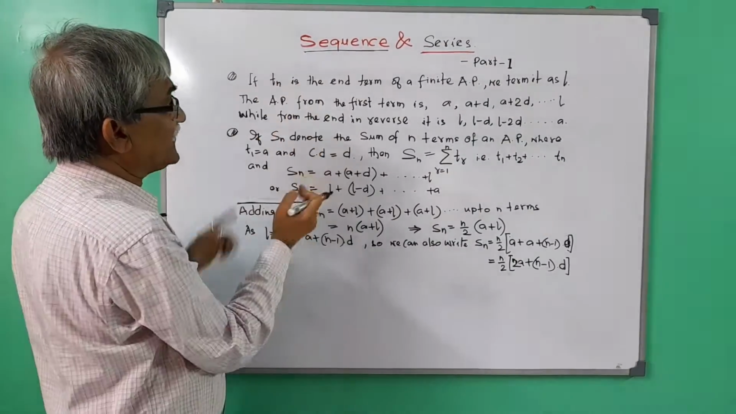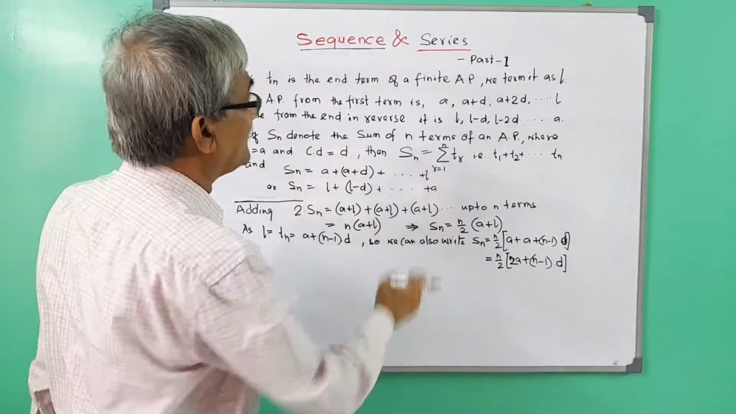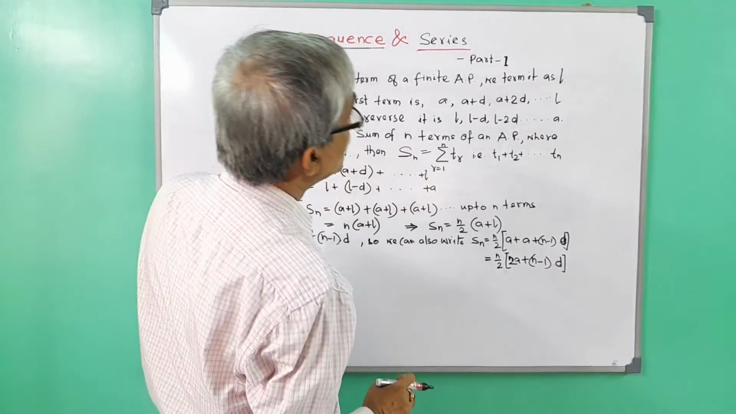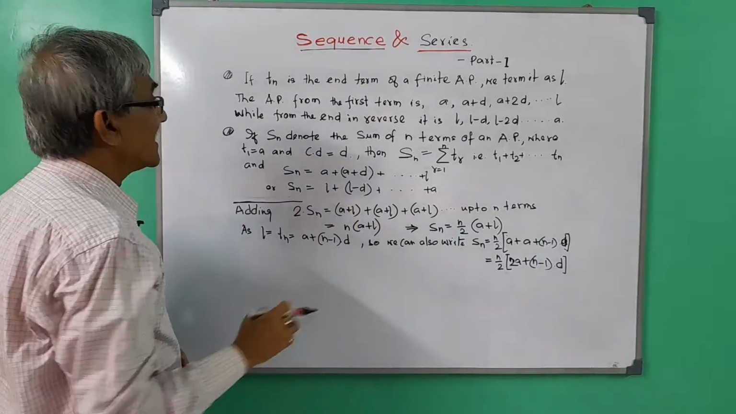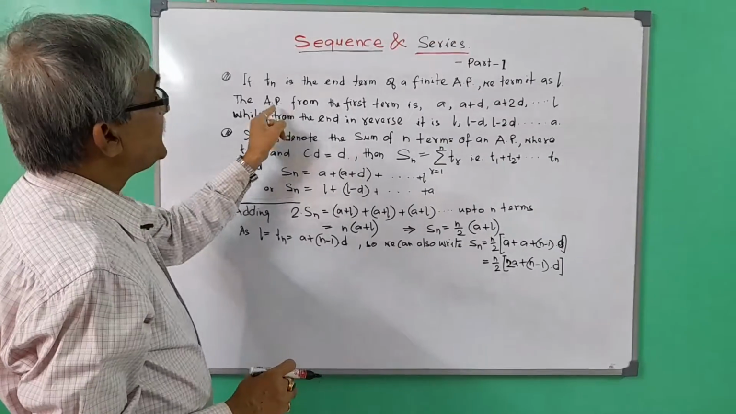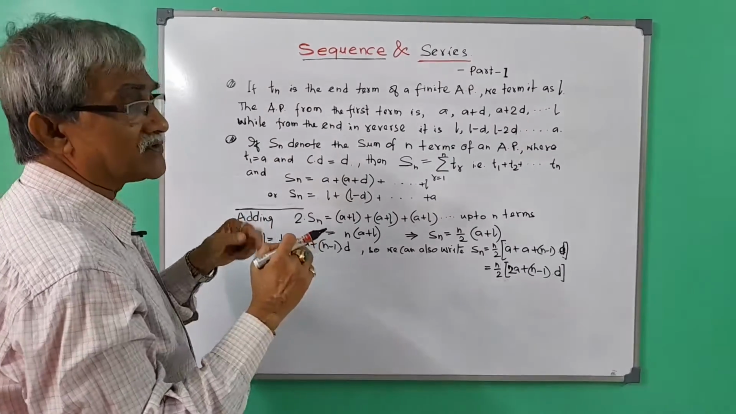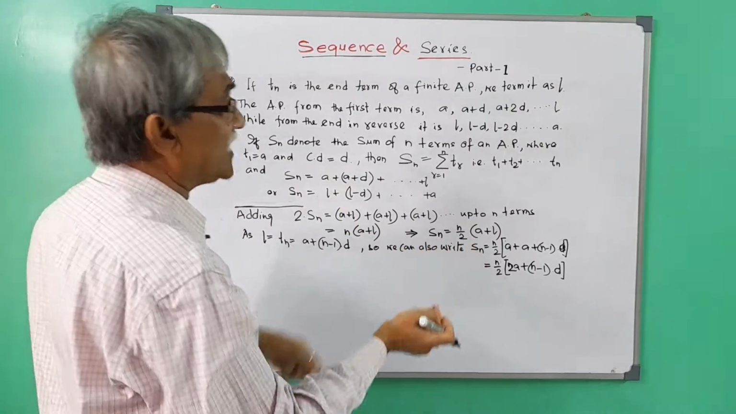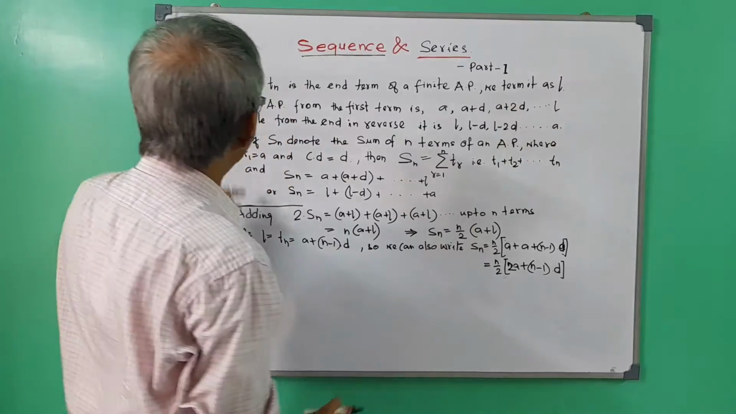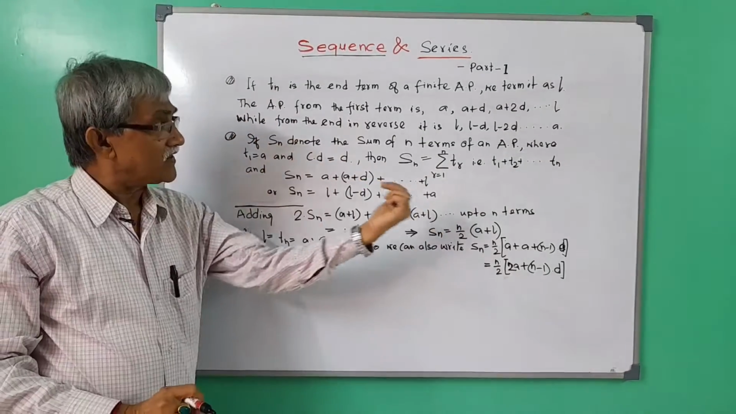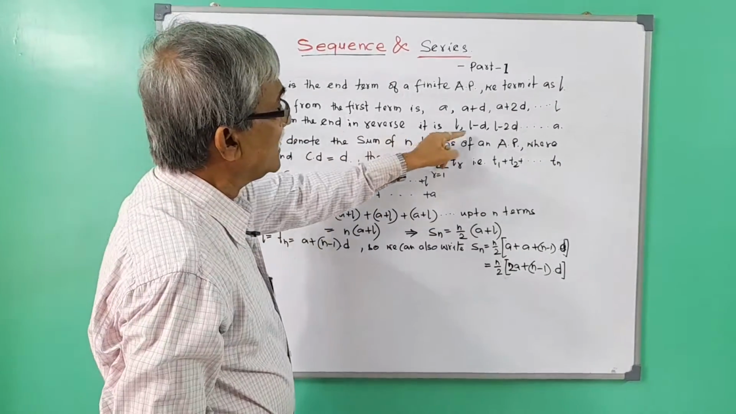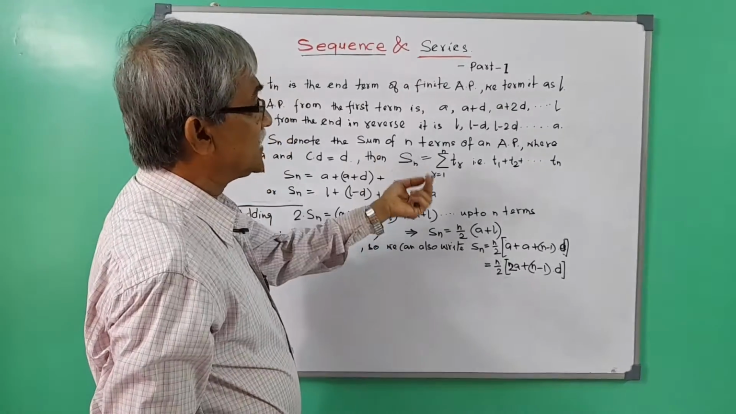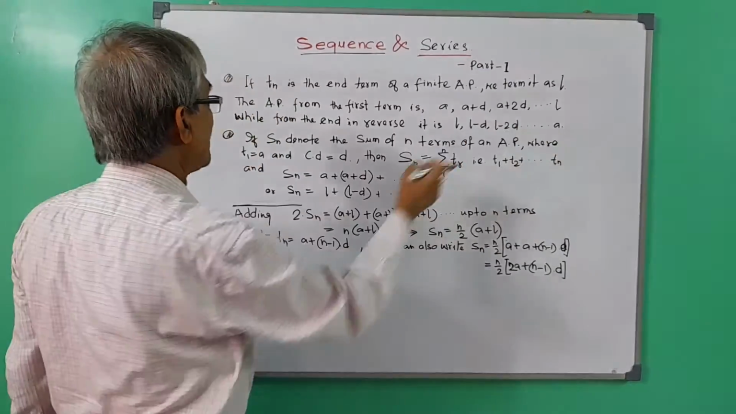Now, if Tn is the final term of a finite AP, we term it as l, the last term. The AP from the first term goes this way: a, a plus d, a plus 2d, and so on up to l. While from the end, in the reverse sequence, it is l, l minus d, l minus 2d, etc., up to the first term a.